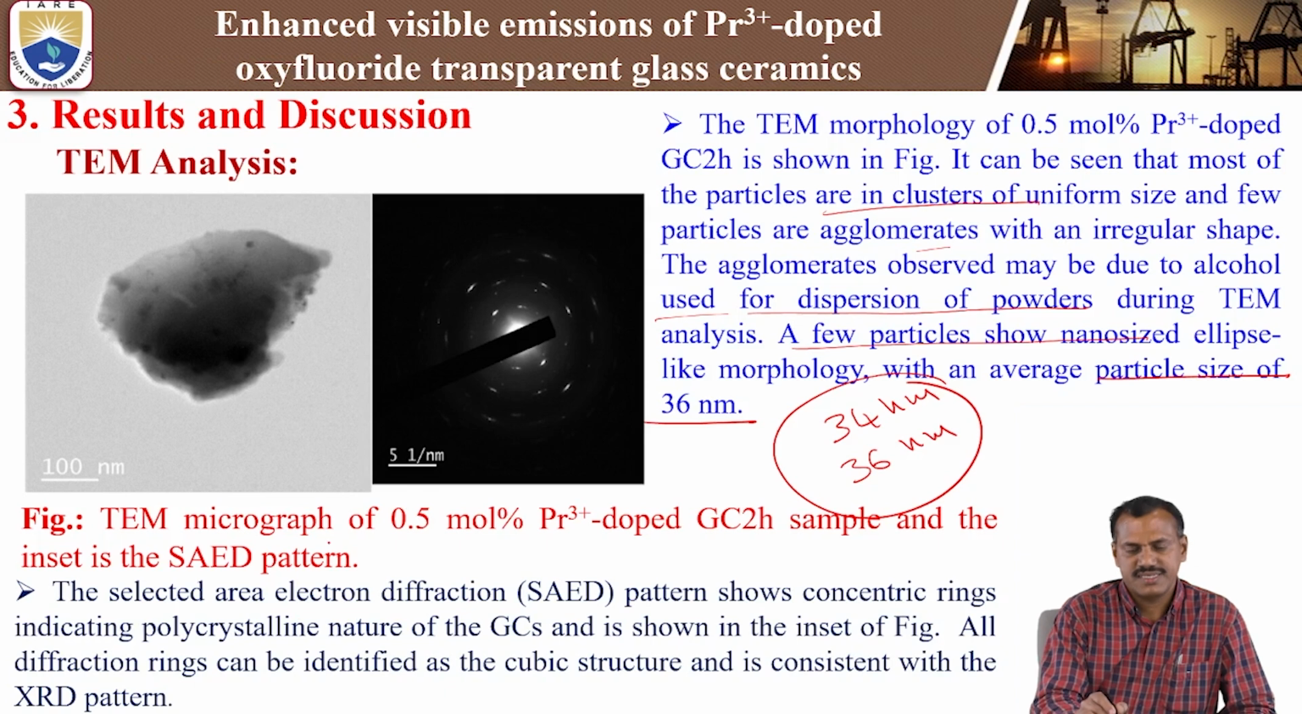So this is the selected area. After this, we study the SAED pattern. SAED means selected area electron diffraction.